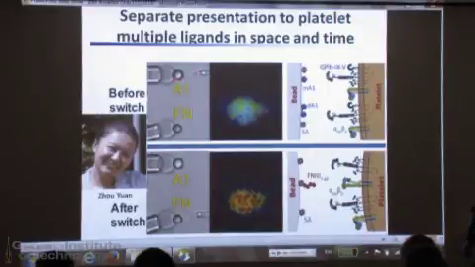This bead is coated with one ligand. That bead is coated with another ligand. So von Willebrand factor A1 here, fibronectin there. The platelet touches this bead first, with no calcium, and then after you add calcium, you move to the other side to touch the other one. So the presentation of the ligand to the platelet is now separated in space and time, right?